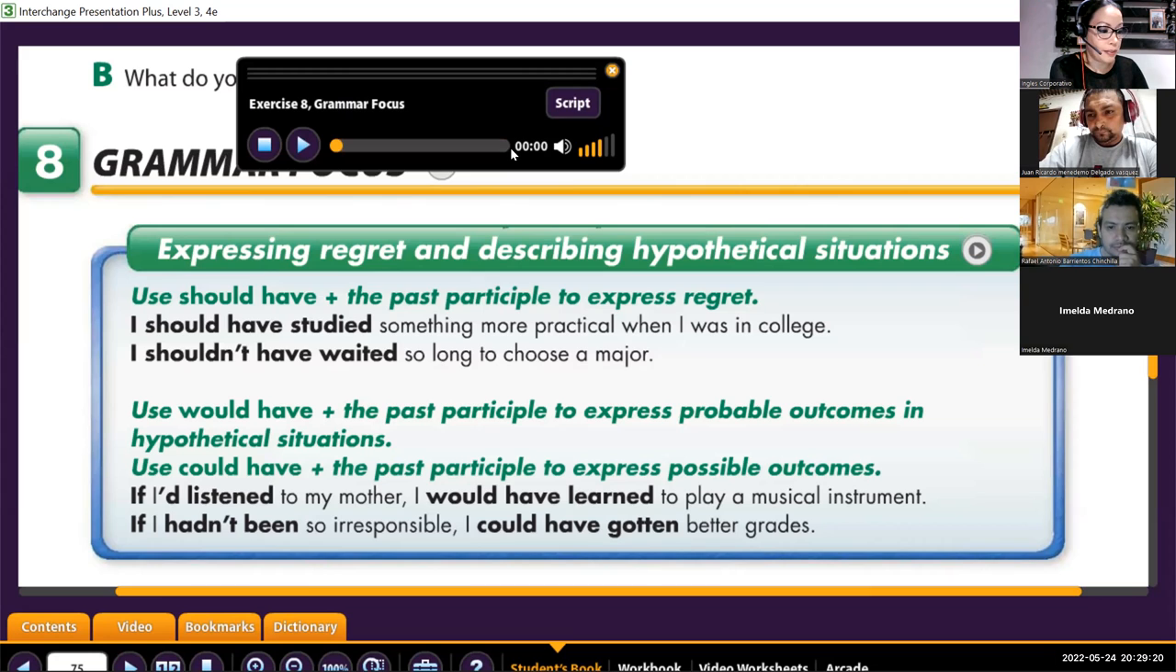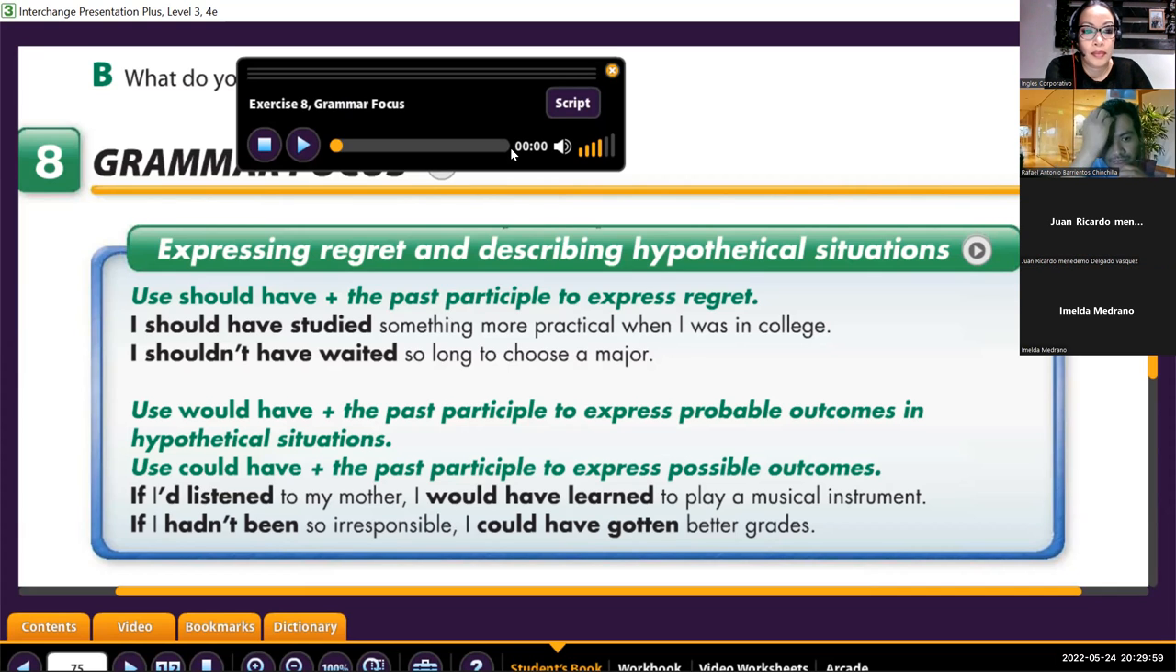Okay, so what do you understand from this? ¿Qué entienden de este grammar chart? Ya más o menos vimos esto ayer. Any idea? Ayer más o menos lo vimos. I understand too that we have to use the auxiliary should to express regrets, and the auxiliary would and could to talk about possibilities, but in the past. What would happen if we... Si hubiéramos hecho otra cosa. If we have done something different.